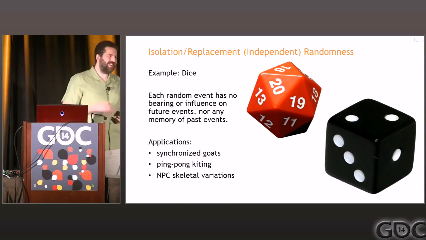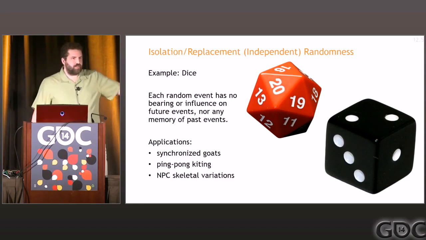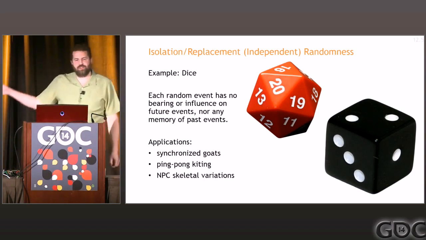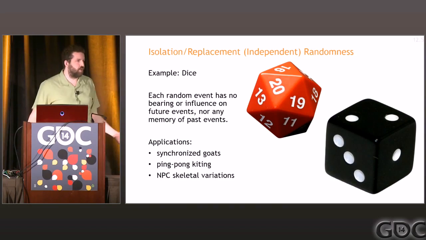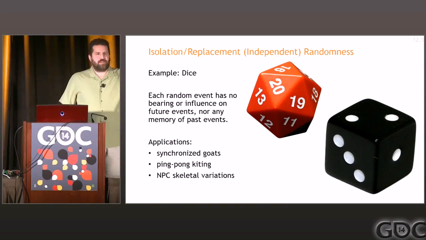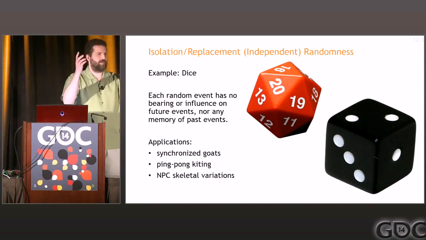Each coin, each die has no effect on the other. There's no past, there's no memory. And there are a lot of ways in which this is totally appropriate to use. For example, at the AI Summit last year, people were describing the synchronized goats problem, where in Far Cry or something, they would throw a concussion grenade out, all the goats would fall over, count to 3, and then they would all stand back up.